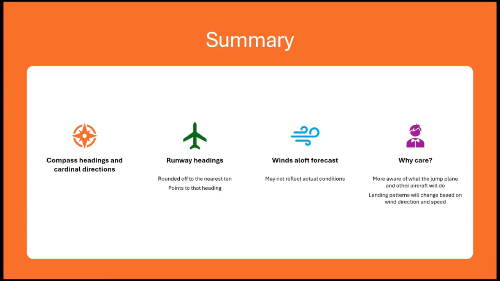By knowing this information, we can be more aware of what the jump plane will be doing. For example, on jump run, we can also be more aware of where we might find other aircraft in relation to the airport. And as skydivers, we have to be thinking about what our landing patterns are going to be and how those landing patterns are going to change based on wind direction and wind speed.